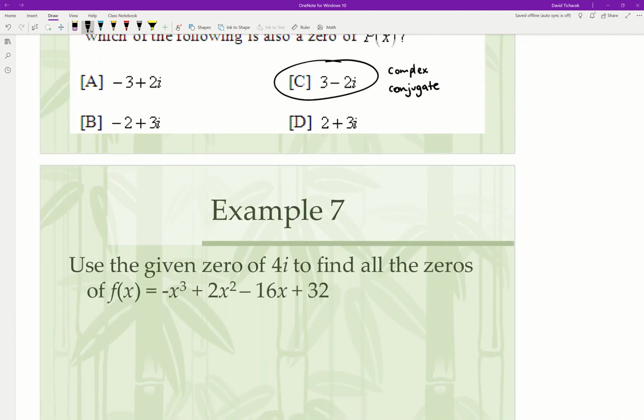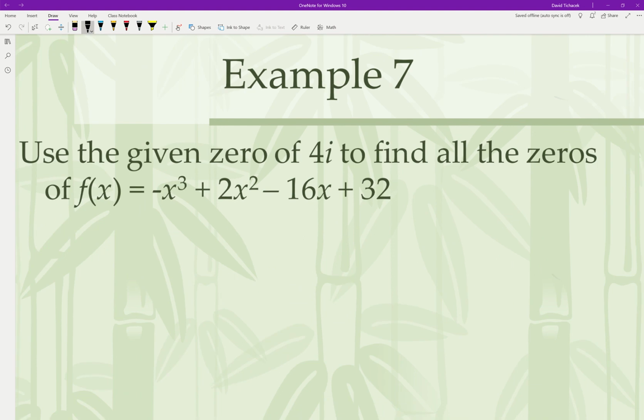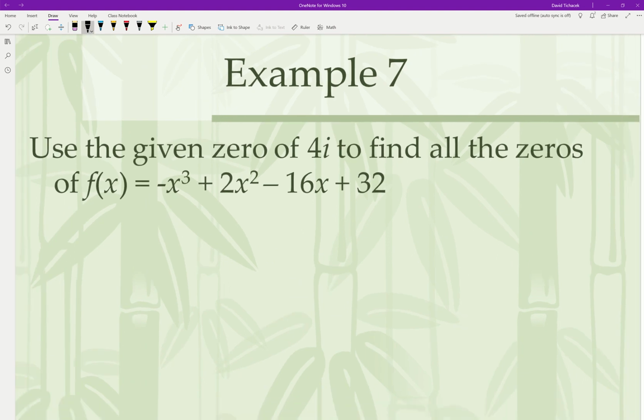So the last couple of examples here in the video, example 7, says use the given zero of 4i to find all the zeros of this polynomial. So I'm giving you one of the zeros of this polynomial. It's a complex zero, it's 4i. You need to use that to find all of the other ones here. Remember that 4i can be written in standard form as 0 + 4i, which means that you automatically have another zero here as well. So we'll make a complete list of all the zeros that we know.